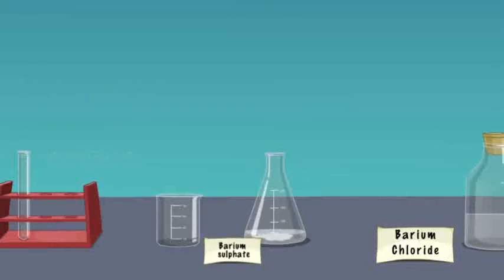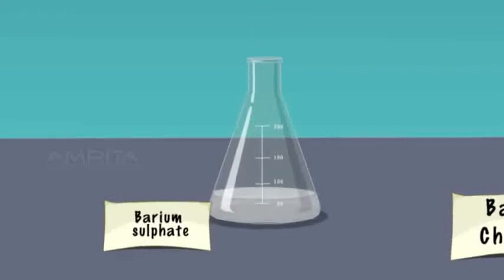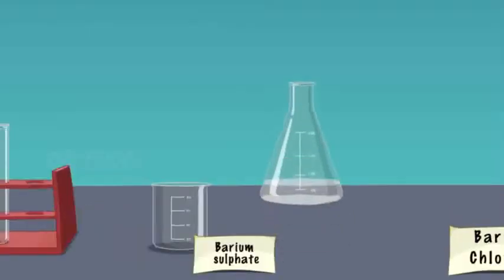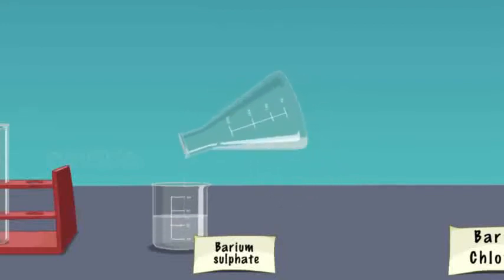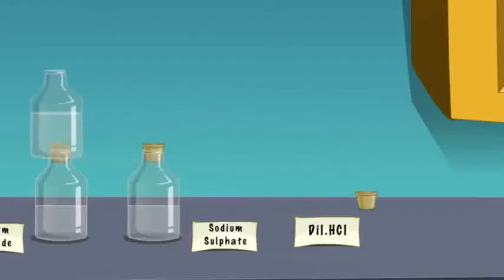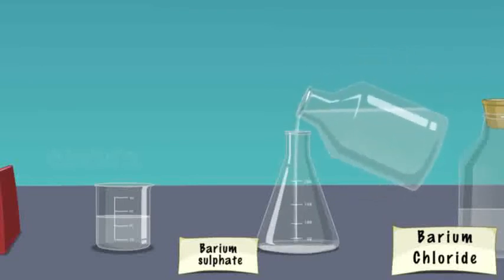A white precipitate of barium sulfate is formed immediately. This confirms the presence of sulfate SO4 2- ions. Stir the contents of the conical flask and keep it undisturbed for some time. The precipitate of barium sulfate settles down. Decant the upper solution from the conical flask into a beaker. Then add a small quantity of dilute HCl into the conical flask containing the precipitate.